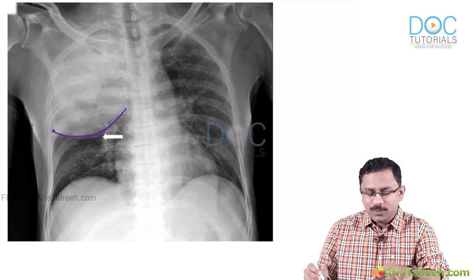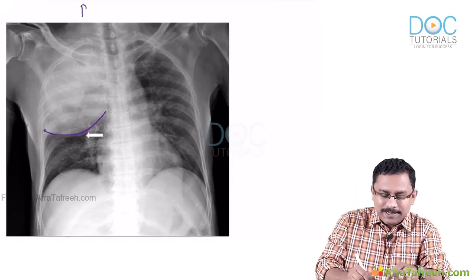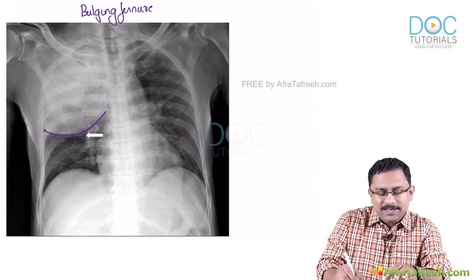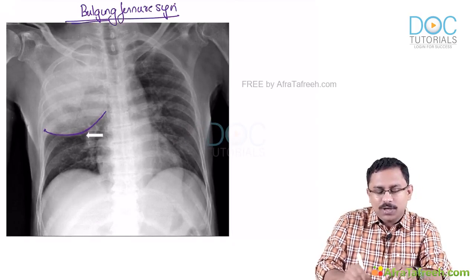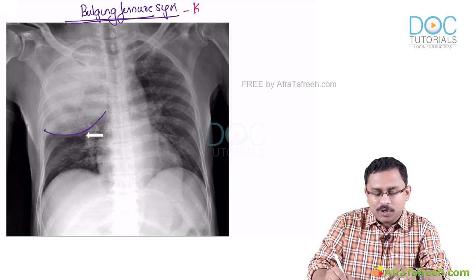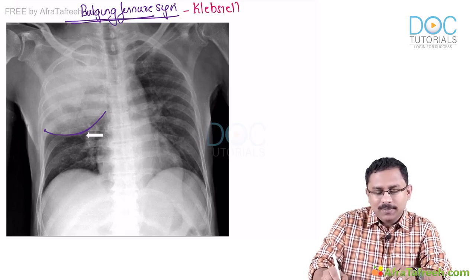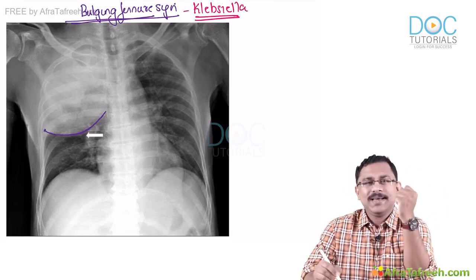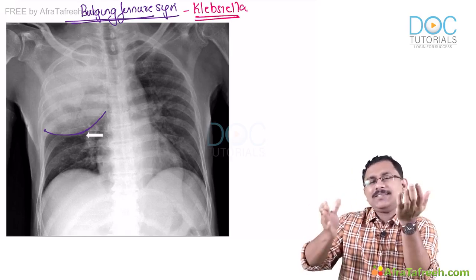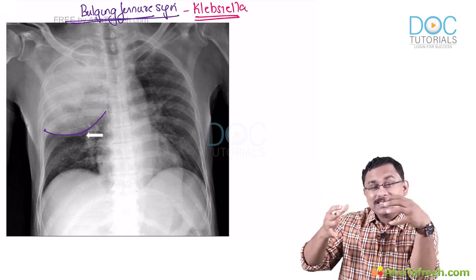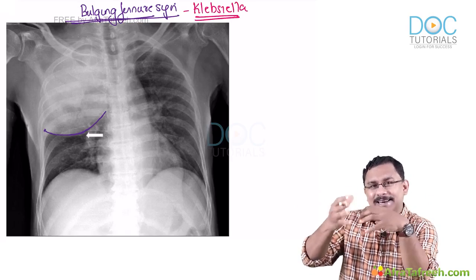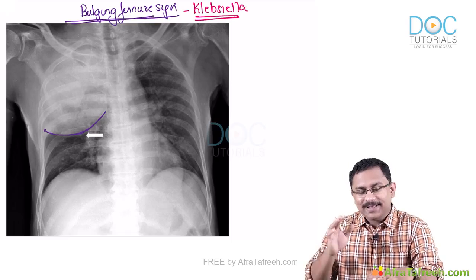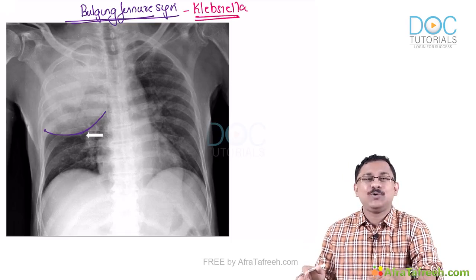And this is what is referred to as the bulging fissure sign. Okay, you are having a bulging fissure sign. Now, bulging fissure sign is commonly attributed to Klebsiella. It is commonly attributed to Klebsiella because, again, it has a predilection to involve the upper lobes, and Klebsiella involvement in comparison to other infectious agents is likely to produce this radiological sign, that is your bulging fissure sign.